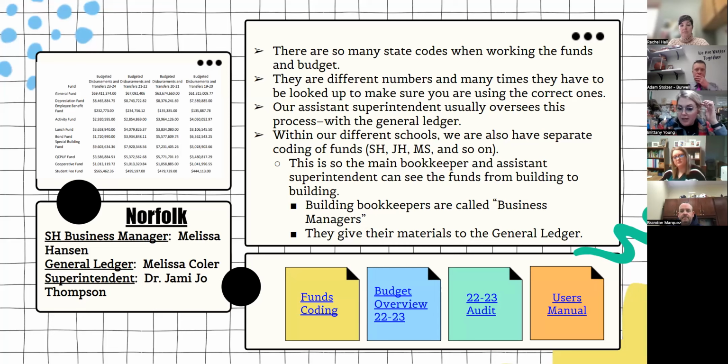My links down at the bottom are just how we code things. There's also the general audit from 2022 to 2023, so you can see those different things, and then the budget overview, how they actually did the budget in 2022-23. Did you want me to pull any of those up, Abby? Or Brittany, sorry. I don't think you need to. It's pretty straightforward, just like the pictures that you had. The only thing that's different is there's more division of funds.